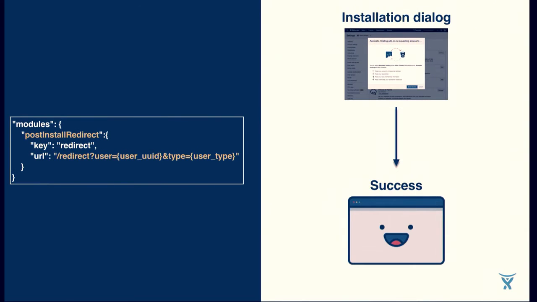How do you do that? You add a module to your descriptor, a post-install redirect, and you mention which URL to take the user to. Much like all the URLs in Bitbucket Connect, we have context parameters. So these context parameters get populated in real time depending on the user. In this case, the user's UUID and type.